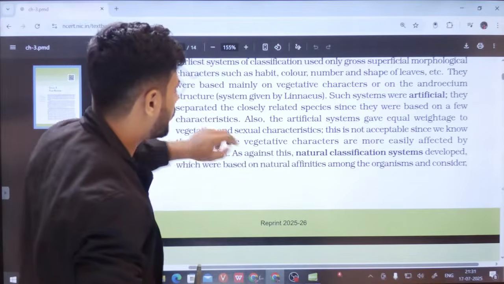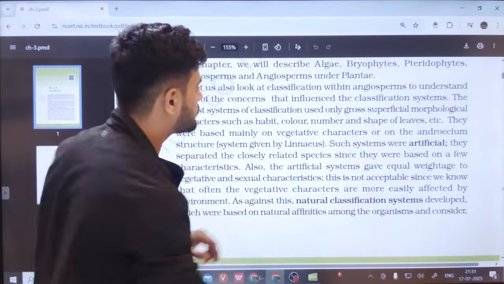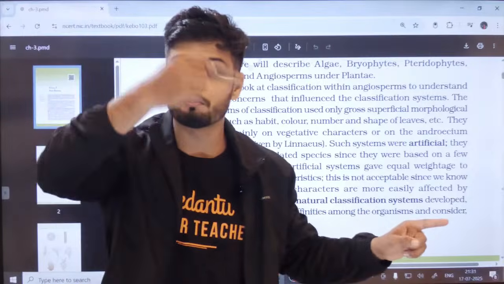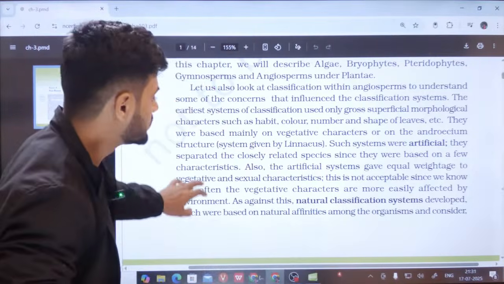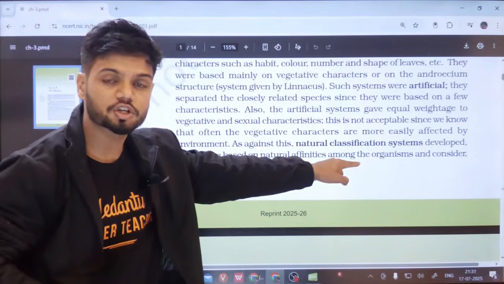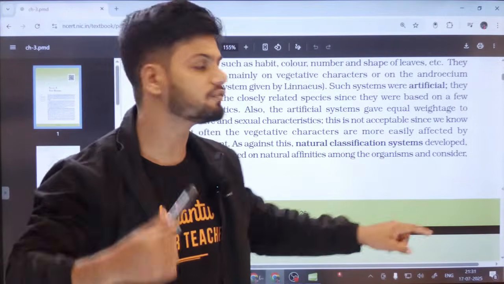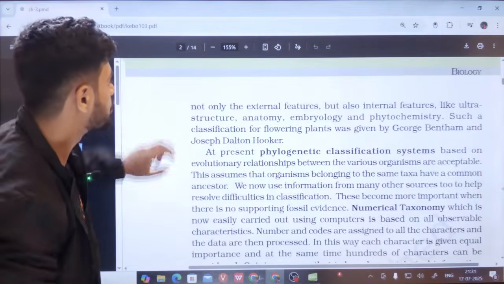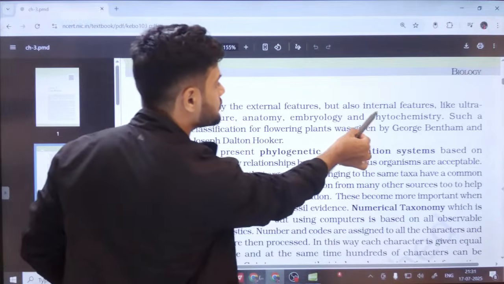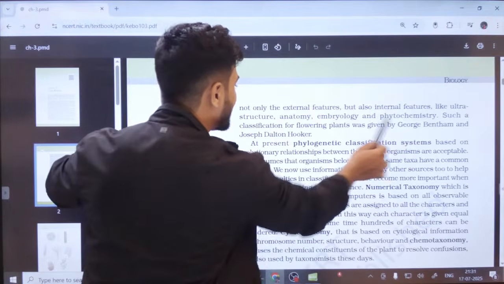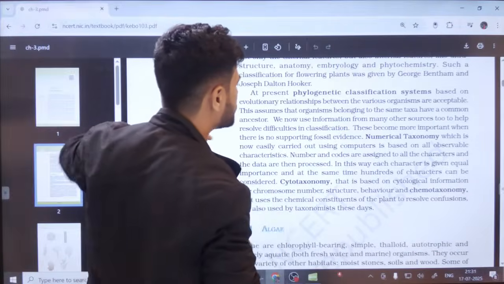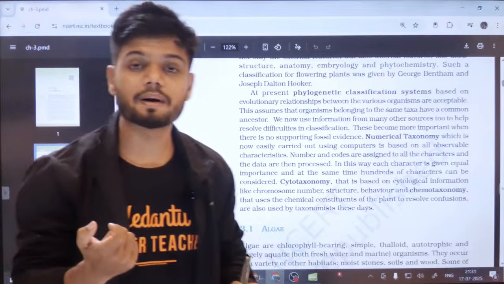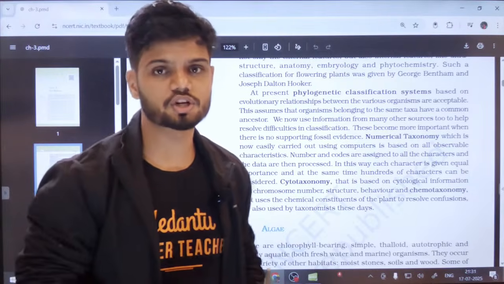Now, we talk about the artificial system of classification given by Carl Linnaeus. The artificial system is based on morphological features alone. Then the natural system of classification was based on the internal features, like anatomy, structure, embryology, phytochemistry. It was given by Bentham and Hooker. Then the phylogenetic system of classification was given by Charles Darwin.